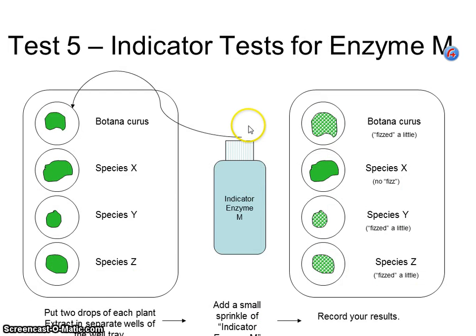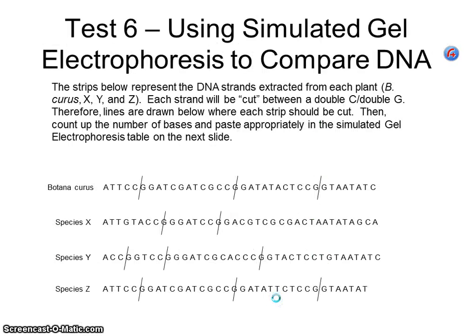Okay? Test 5. We're going to use an indicator. We've done indicators before, okay? Indicators like what we did with starch and iodine, and what we did with Benedict's solution and Biuret's. Indicators will change color or do something else to indicate to you that something is present. So you're going to use the indicator on the known species and on each one of the unknowns, X, Y, and Z, and you're going to record your answers. So you're going to be seeing, in this case, the indicator will fizz if something is present. Okay? On page 8 is where you're going to record the results of that.